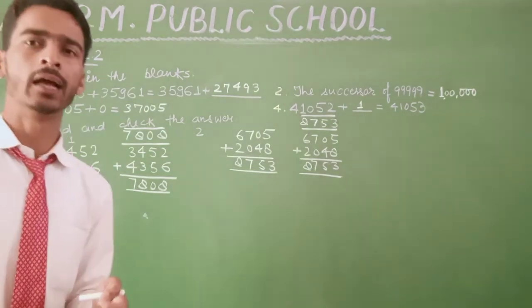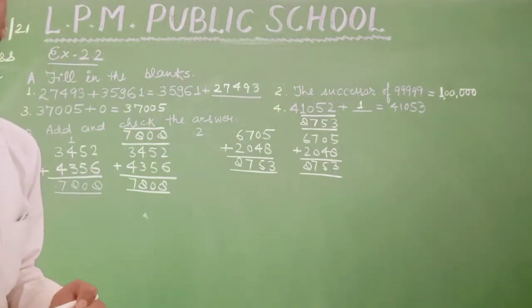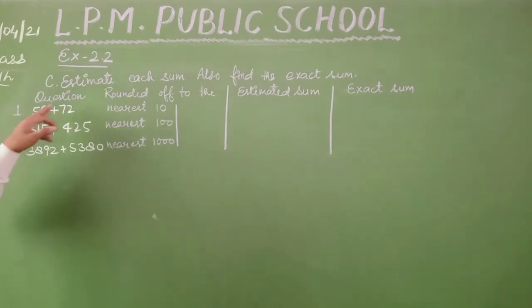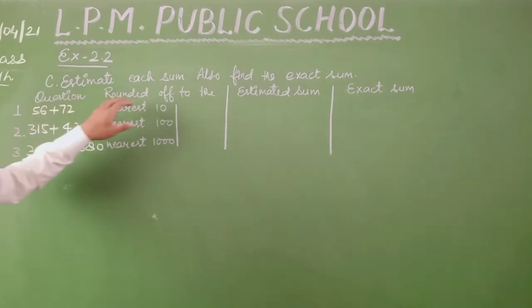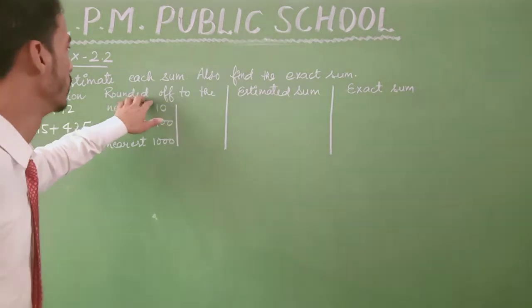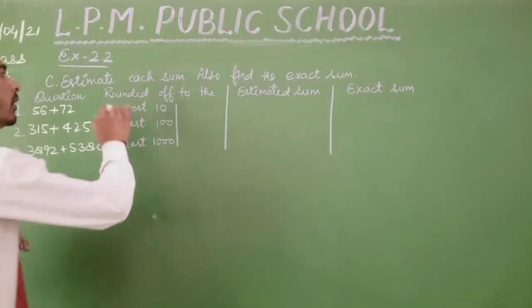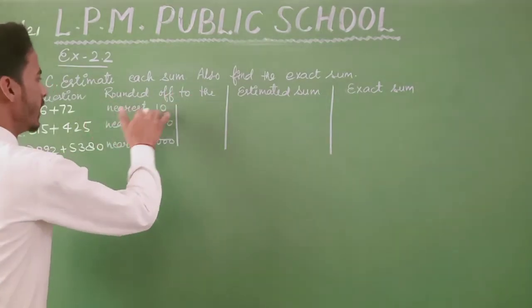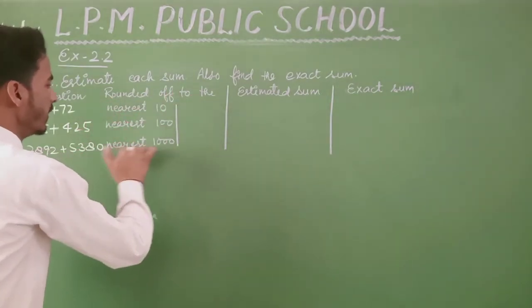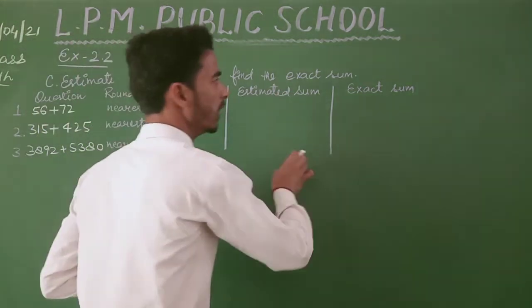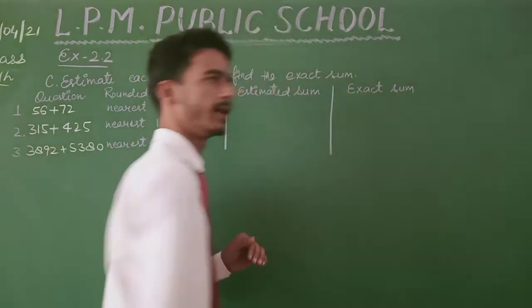Okay, so just wait, and the next question is estimate each sum, also find the exact sum. Okay, there is the question, and here we have to write numbers rounded off to the nearest 10, nearest 100 and nearest 1000, and here we have to find the estimated sum, and here we have to find the exact sum.